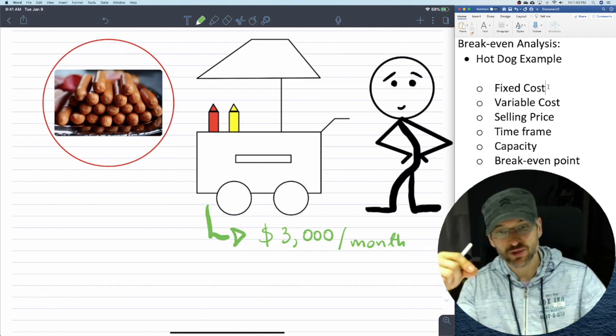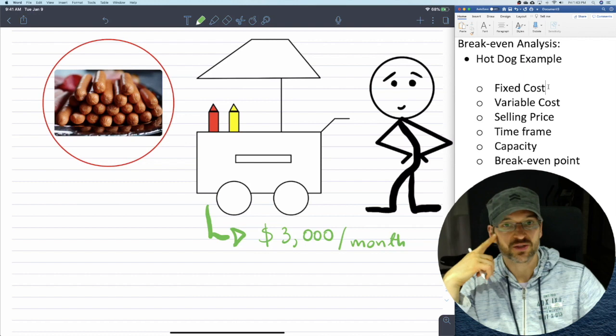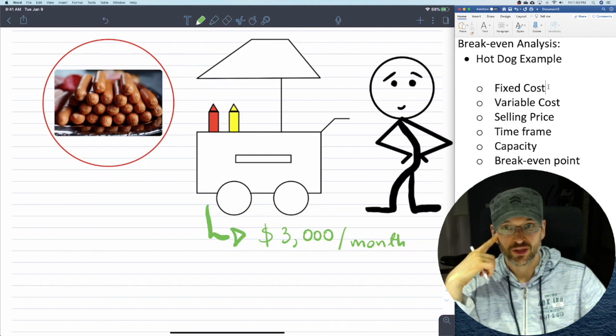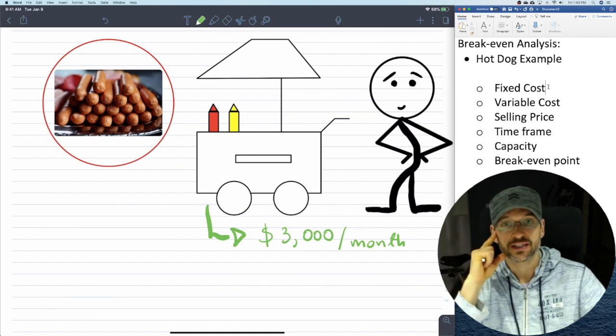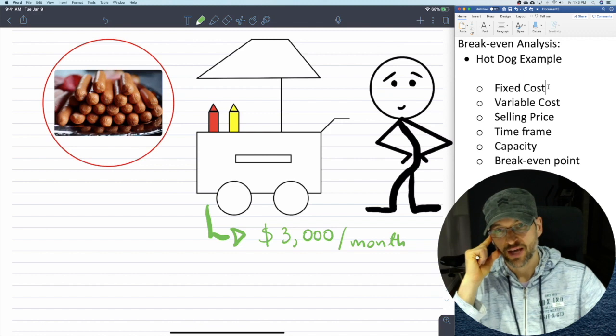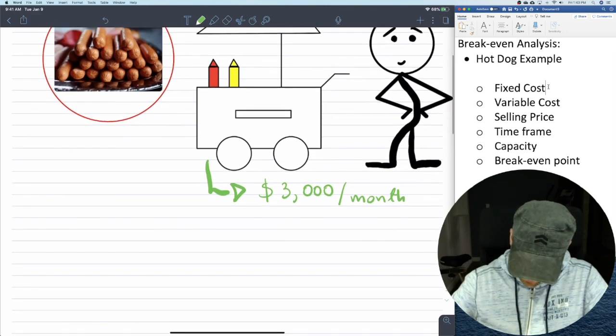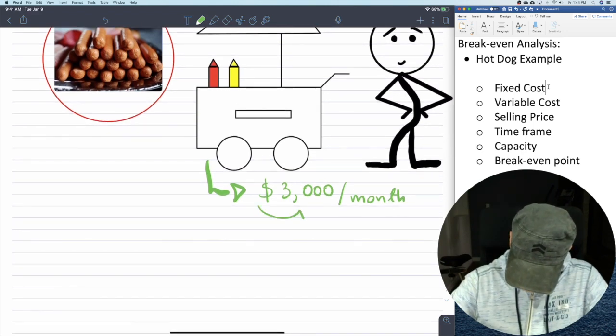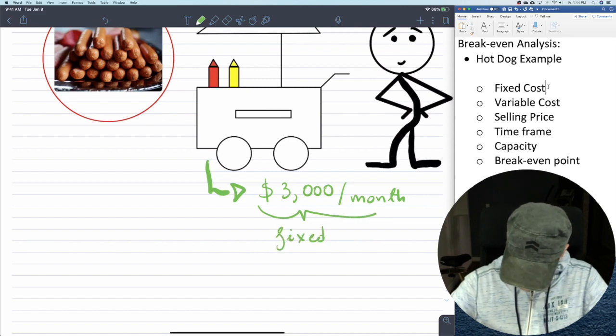And as you leased it from them, they will expect you to pay them regardless of how many of these hot dogs you sell. So this $3,000 is a cost associated with a time frame, right? You are paying $3,000 every single month. All right, great. Now that $3,000 is considered to be a fixed cost.